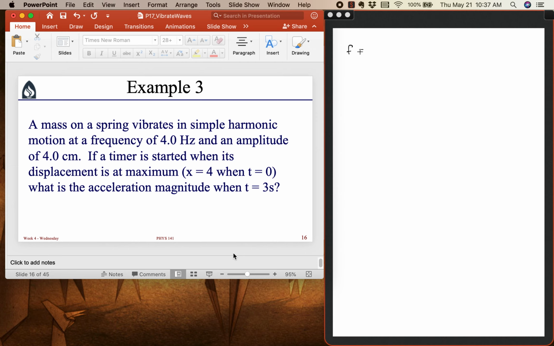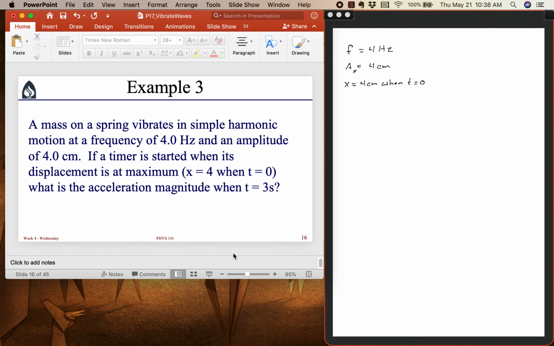So the frequency is 4 hertz. That means there's 4 complete oscillations every second. And the amplitude of this motion, so this is the position amplitude, I'll write a sub x. So the position amplitude is 4 centimeters. And we also know that the position is equal to 4 centimeters when the time is equal to 0. So those are the pieces of information that were given in the problem.